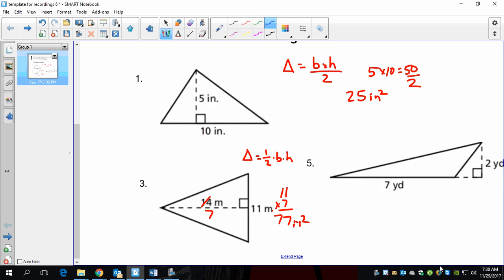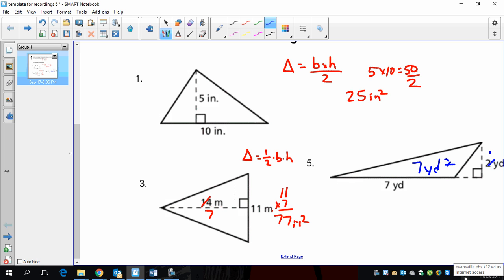Let's try blue. 7 times 2. 7's our base, 2's our height. We have an even number, so it's real easy. Just cut one of those in half. Half of 2 is 1. So the area for this would be 7 yards squared.